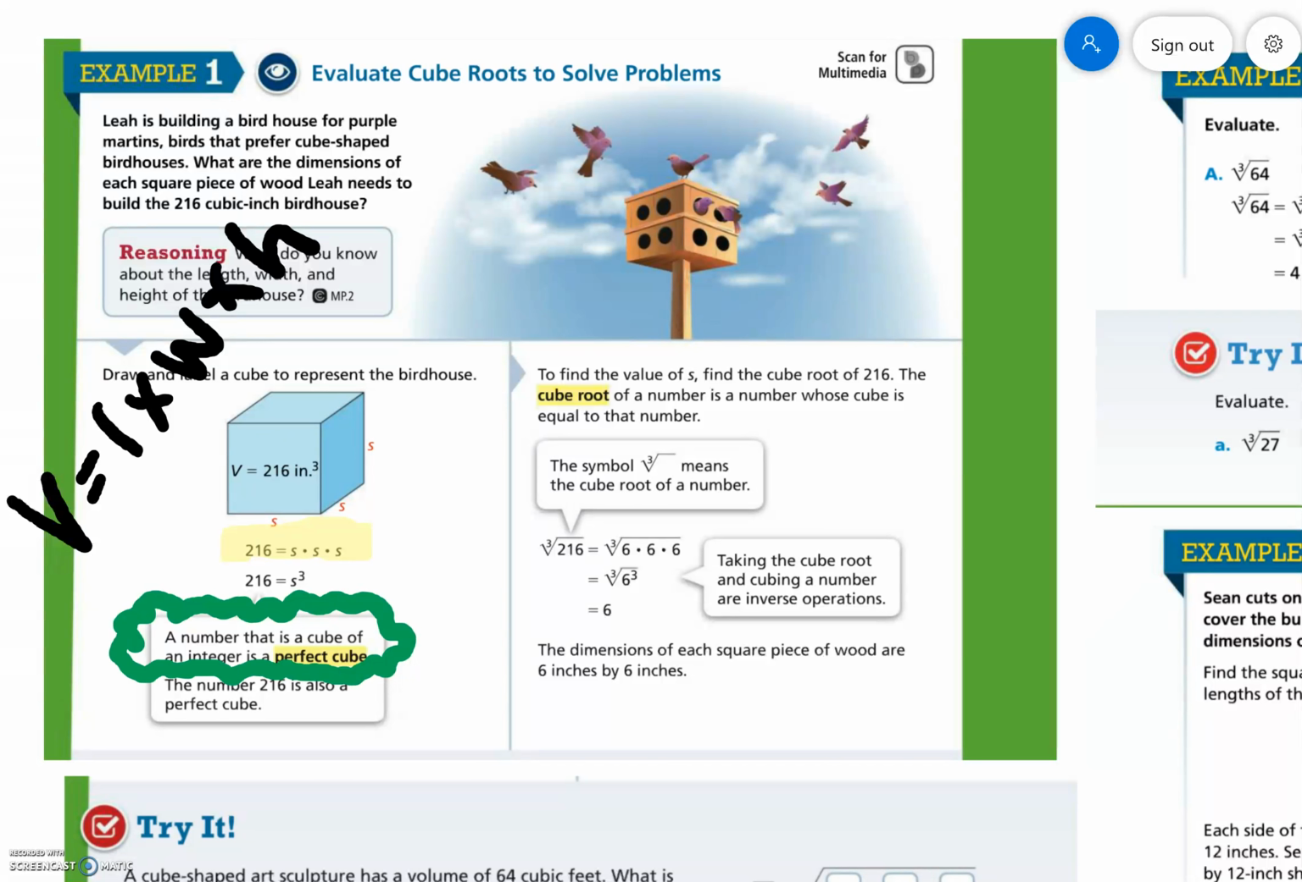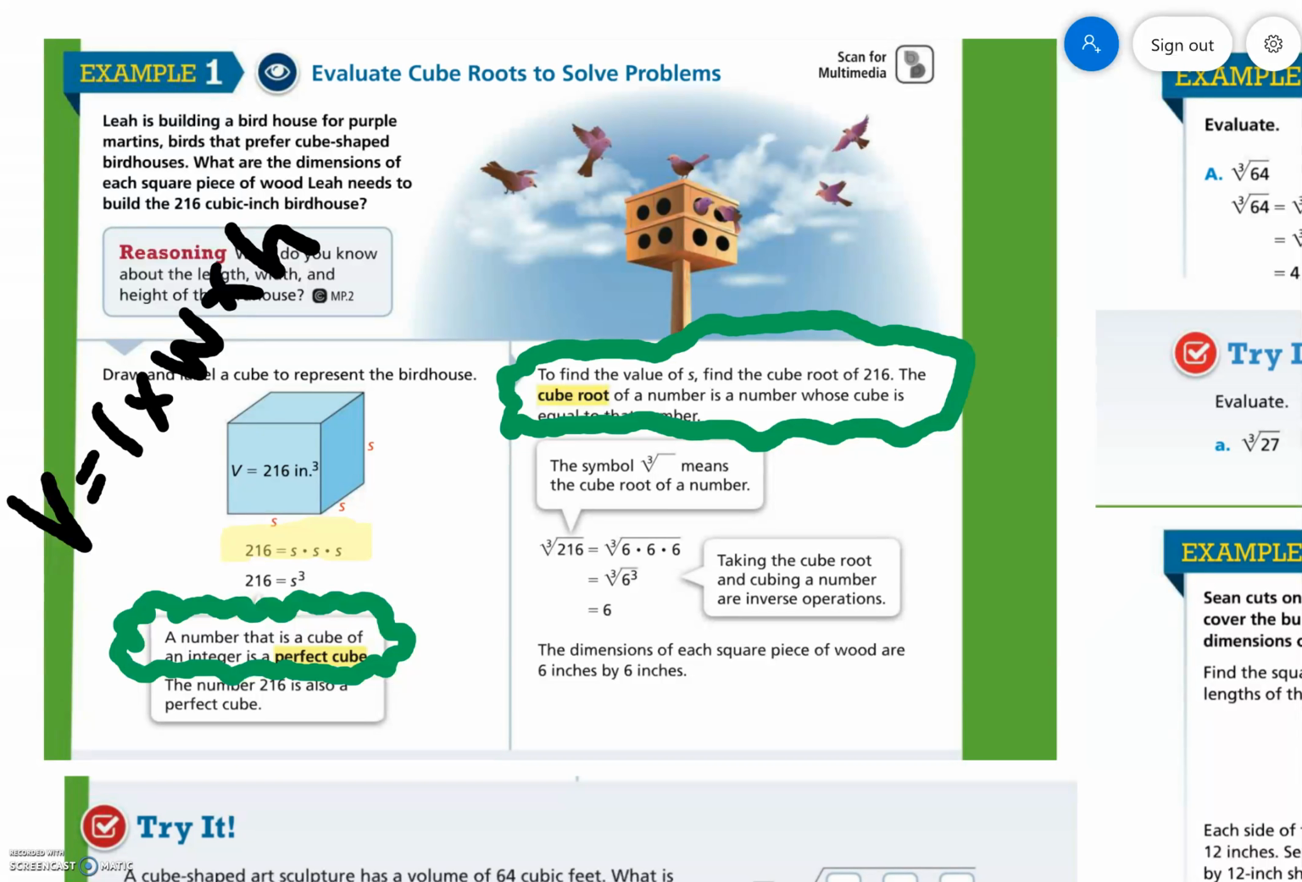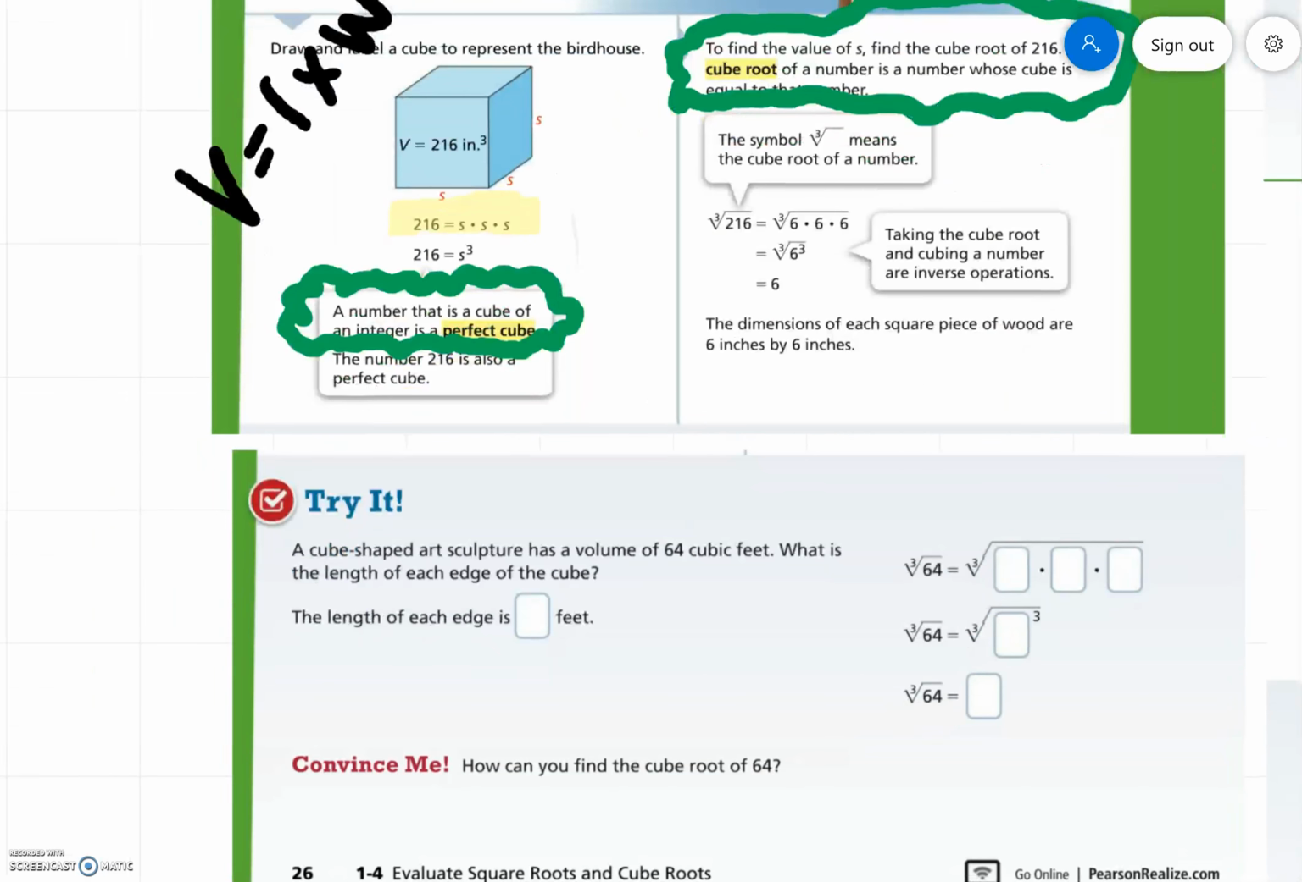The number 216 is a perfect cube. To find the value of s, find the cube root of 216. The cube root of a number is a number whose cube is equal to that number. So the symbol looks like the square root symbol, but it has a little 3 in the crook. It means the cube root of a number. So they see that 6 times 6 times 6 equals 216. So that means that the cube root of 216 is 6. The dimensions of each square piece of wood are 6 inches by 6 inches.